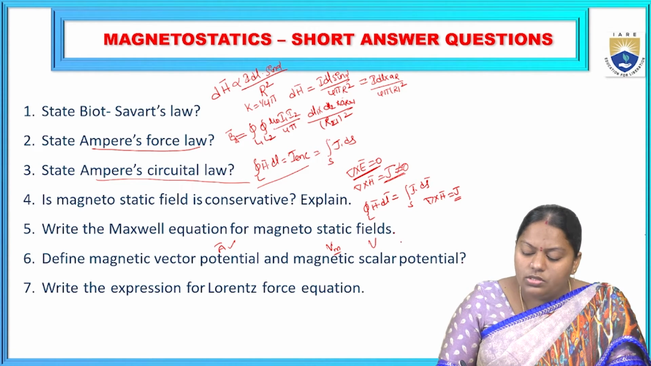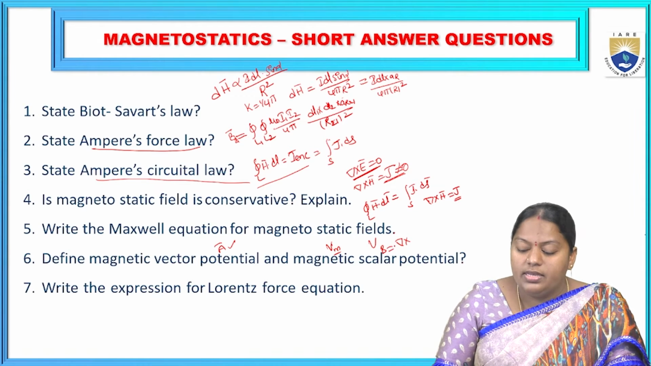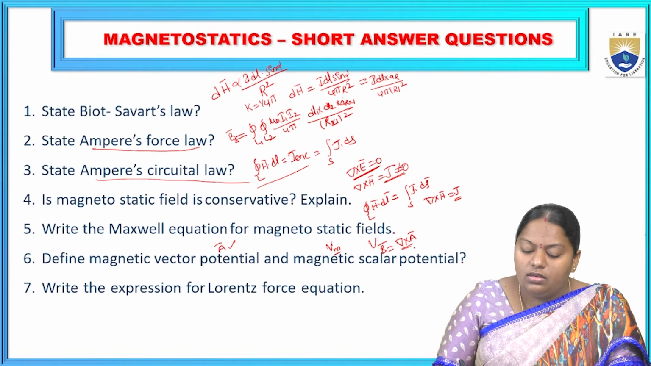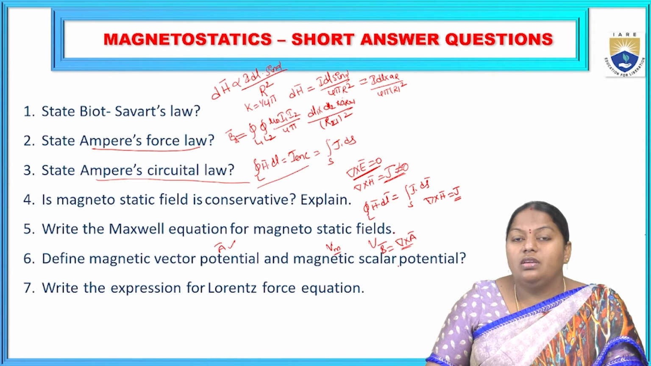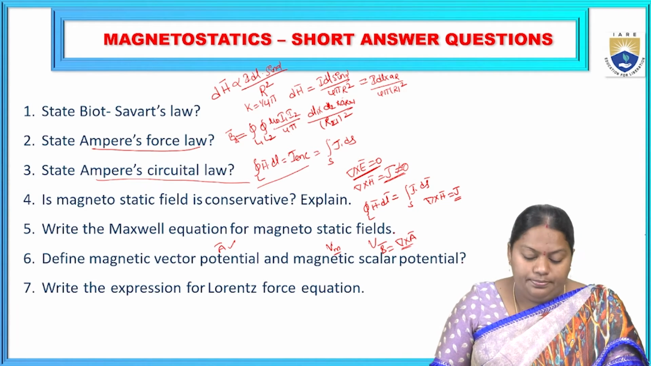The relation between the two is given by expressing the magnetic flux density B bar in terms of the magnetic vector potential: B bar is equal to del cross A bar, where A bar is the magnetic vector potential and B bar is the magnetic flux density.